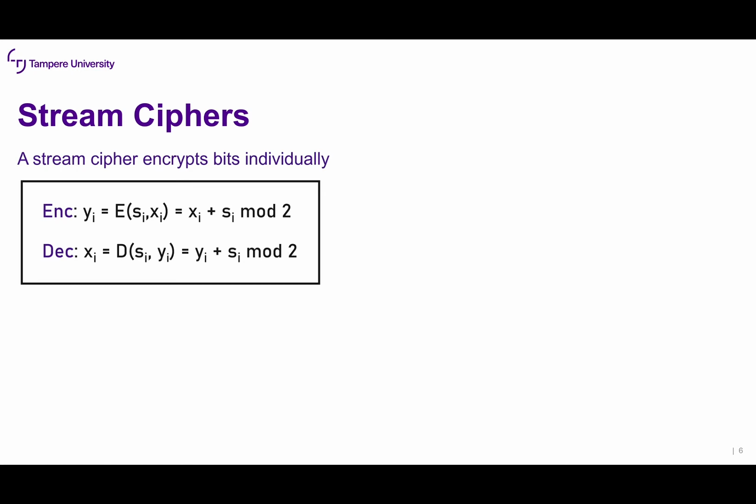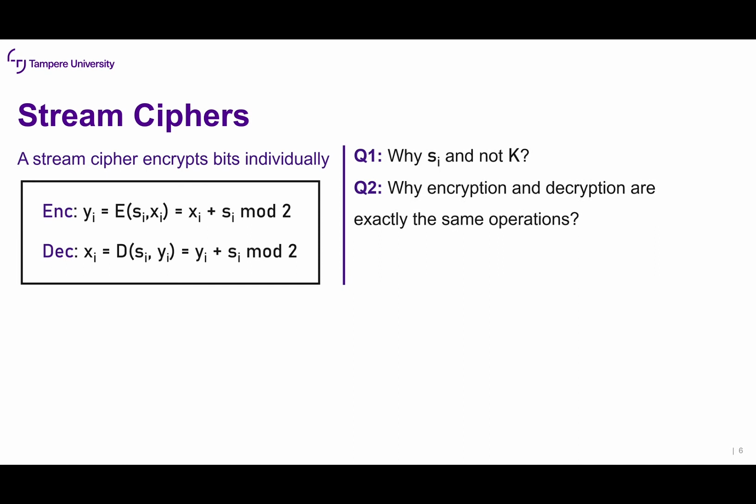So Si is kind of our key, and Xi is basically part of our message. Now, the decryption algorithm works similarly. It takes as input the same key, Si, and the output of the encryption, Yi, and it is equal to Yi plus Si modulo 2. Now, why Si and not K?